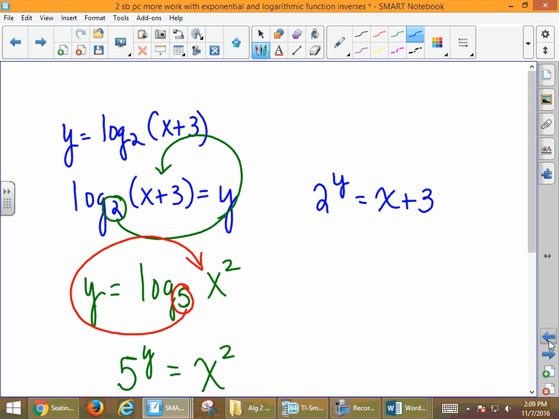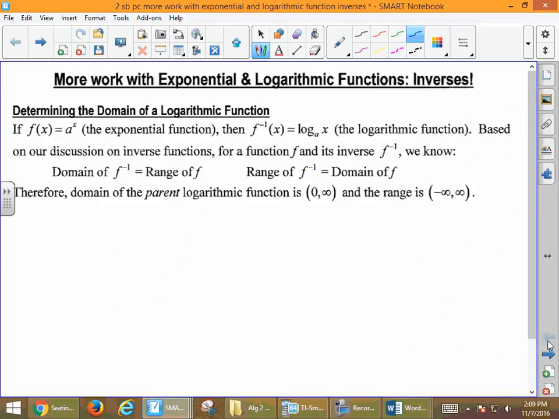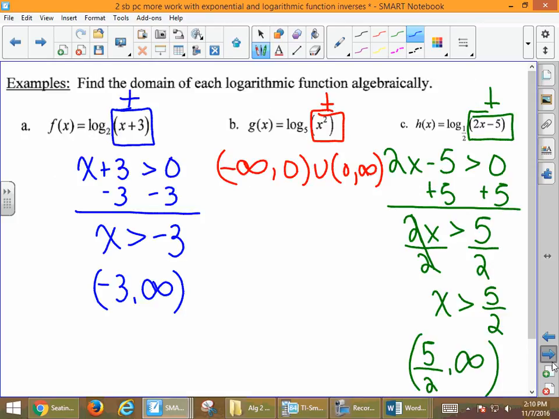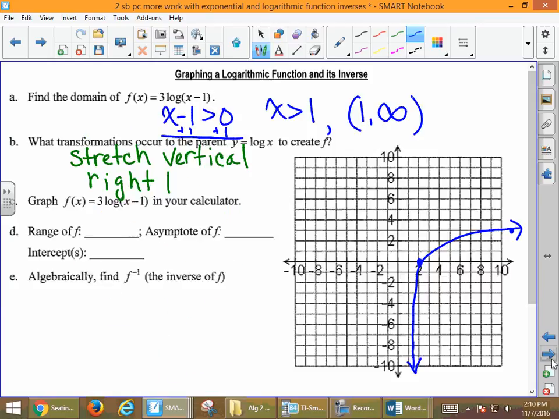And maybe you need to look above on your paper again. Well, the domain of the parent logarithmic function is 0 to infinity, and the range is all real numbers. Is anything going to change for us? Nope. We're going to have the same range.